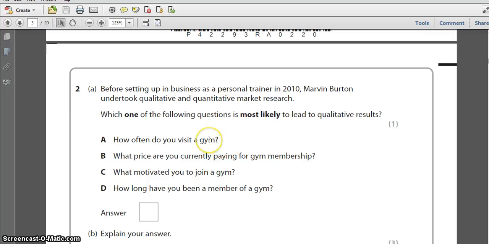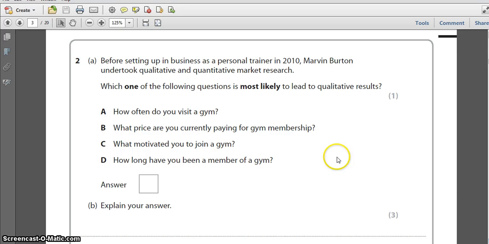How often do you visit the gym? That's a number. What price are you currently paying? That's a number. What motivated you to join the gym? That's going to be qualitative. So to answer that, I'd put C in the box here. I would say that qualitative market research is research in which the answer is given as an opinion or feeling. What motivated you to join the gym is qualitative because the answer given will be a reason why someone goes to the gym.